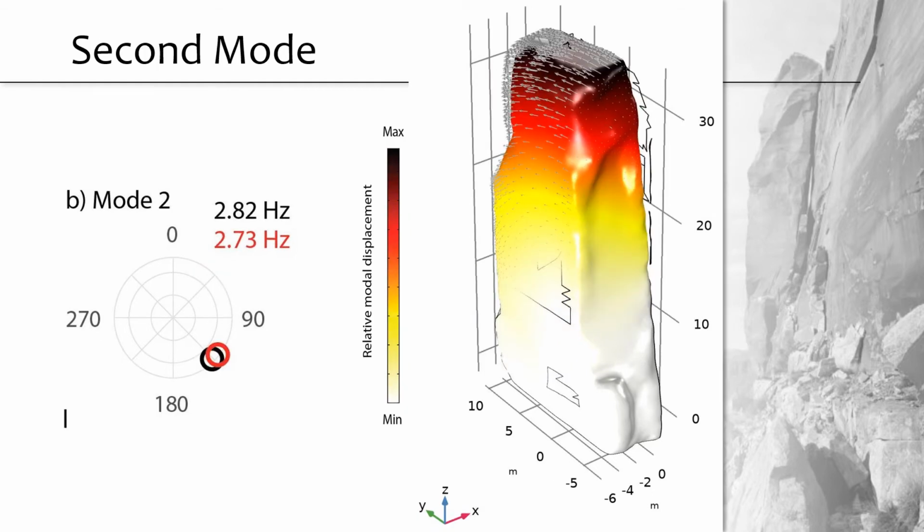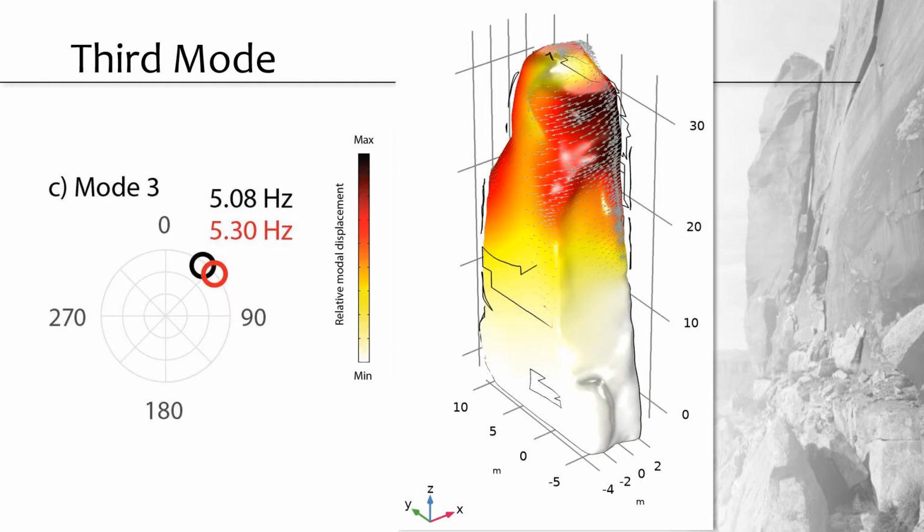Taking a closer look at the second mode, we see that it has a resonant frequency of about 2.8 hertz. And it's really the opposite of the first mode in that it vibrates parallel to the cliffside as opposed to perpendicular. Then the third mode has a resonant frequency of about 5.1 hertz, and this is the torsional mode. So this is where the vibrating of this resonant frequency is a twisting of the rock column, as you can see in the image on the right.